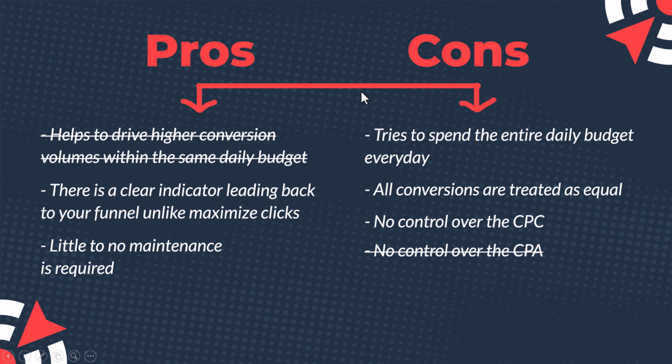The next change that we see is under the cons, where there was no control over your cost per action in maximize conversions. In this case, there is some control over it, and Google will try to optimize the campaign towards the set target cost per action. You can check out the cons of maximize conversions because the rest of them remain the same.